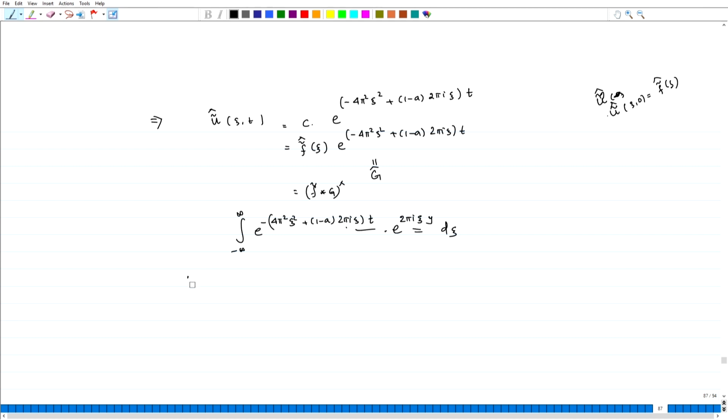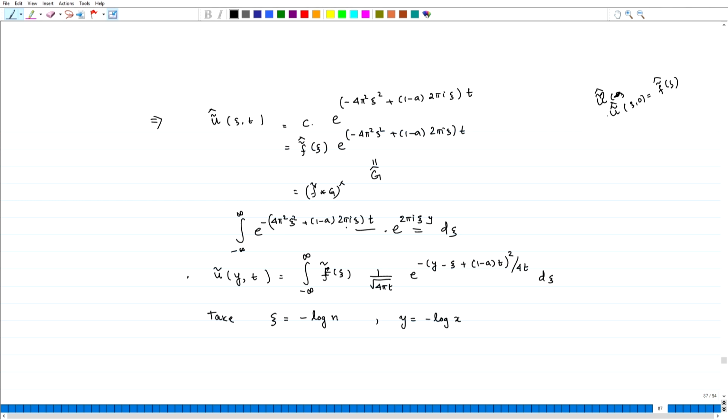So, I will get that u tilde of y comma t is equal to the integral from minus infinity to infinity of f tilde of xi and 1 by square root of 4 pi t, by taking the Fourier transform with the dilation of the Gaussian, e to the power minus of y minus xi plus 1 minus a t whole square by 4 t, d xi. Now take xi equal to minus logarithm of eta, and y as we have taken, minus logarithm of x. Then what do we get?